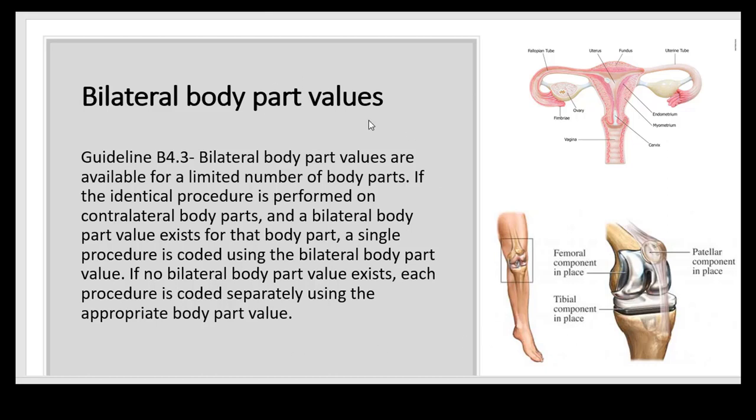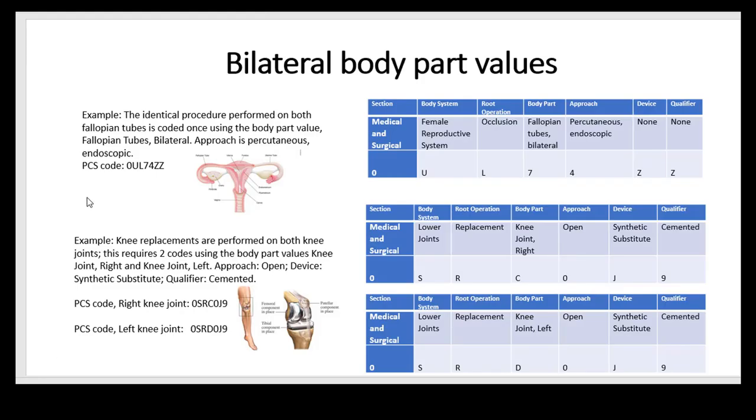So back to the bilateral body part values. The example that I used, if you have a procedure being done on bilateral fallopian tubes, percutaneous endoscopic approach, then this is going to be your PCS code.